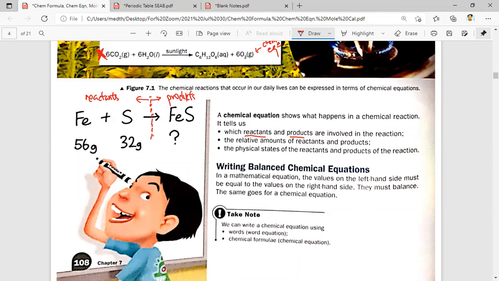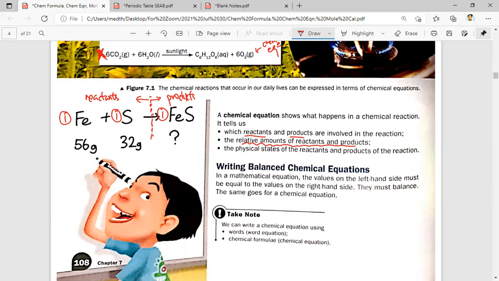Okay, next, the chemical equation also tells us the relative amount of reactants and products that we need. In terms of relative amount, we're actually referring to moles. We'll cover it later on. But what we also know is that if the formula looks like this, it means I need one Fe atom to react with one sulfur atom so that I can get one FeS. So it tells you it's 1:1:1. I need one Fe plus one S to give me one FeS.